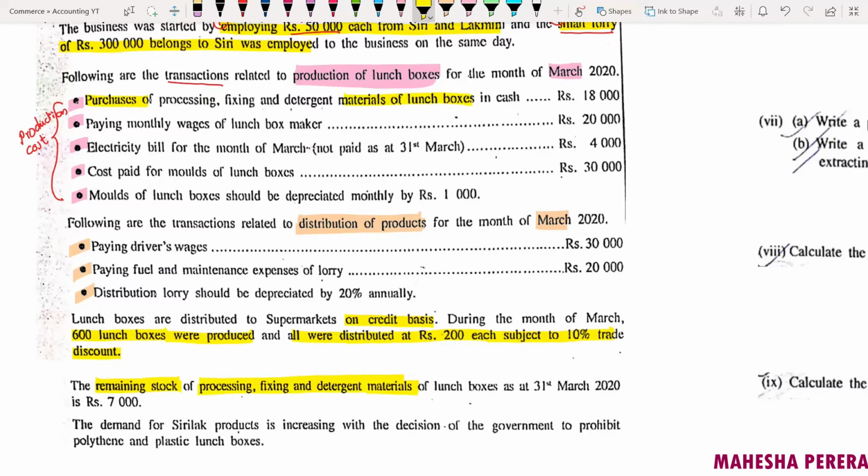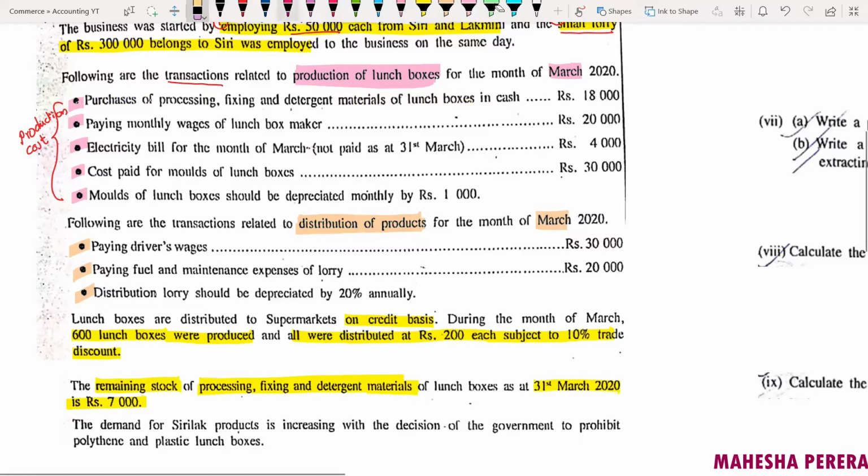Okay. And as at 31st of March, that means as at the end of the month, the remaining stock is this much, 7,000 rupees. Okay. So we have a closing stock of materials here. Did you notice it? Right? Then next, there's another sentence.